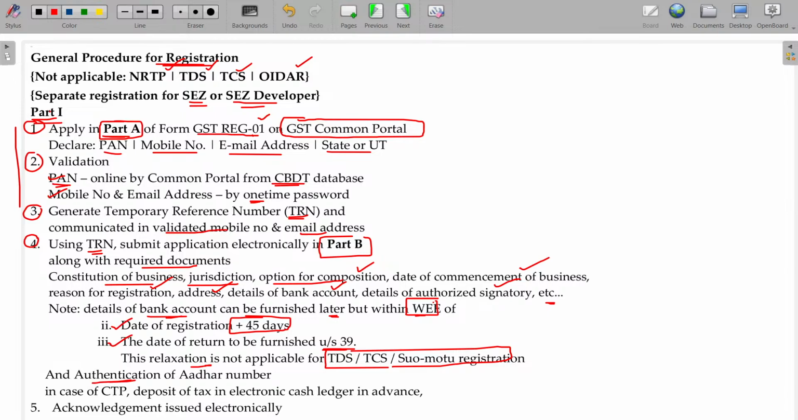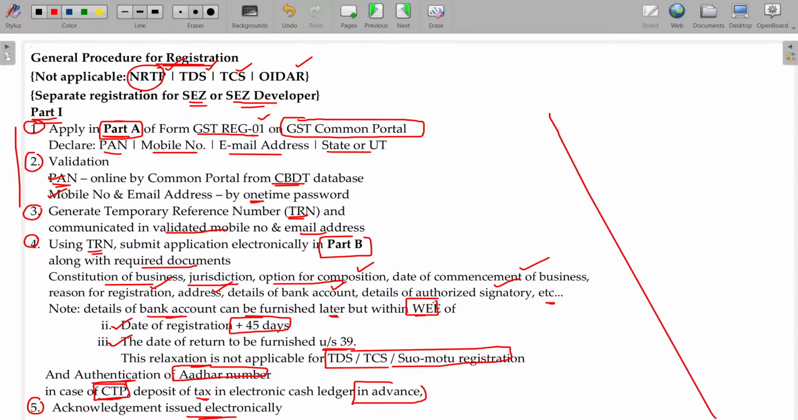Authentication of the Aadhaar number is also to be given in case of CTP. Deposit of tax in the electronic cash ledger in advance in case of CTP. In the case of a casual taxpayer, you have to first deposit the tax in advance. You need not wait for the sales and then collect the tax and deposit. You have to deposit the estimated tax ahead. In case of CTP and NRTP it is the same, but NRTP provisions are different. And you will get the acknowledgement electronically.